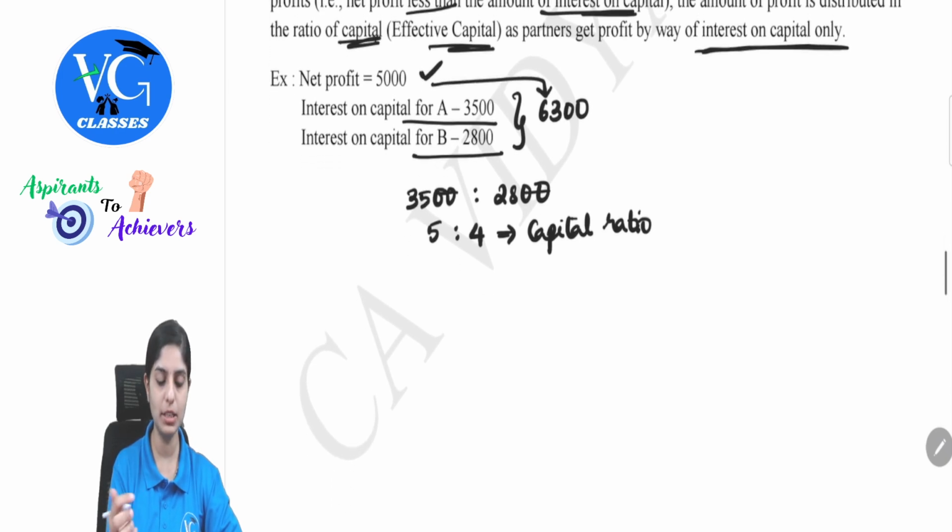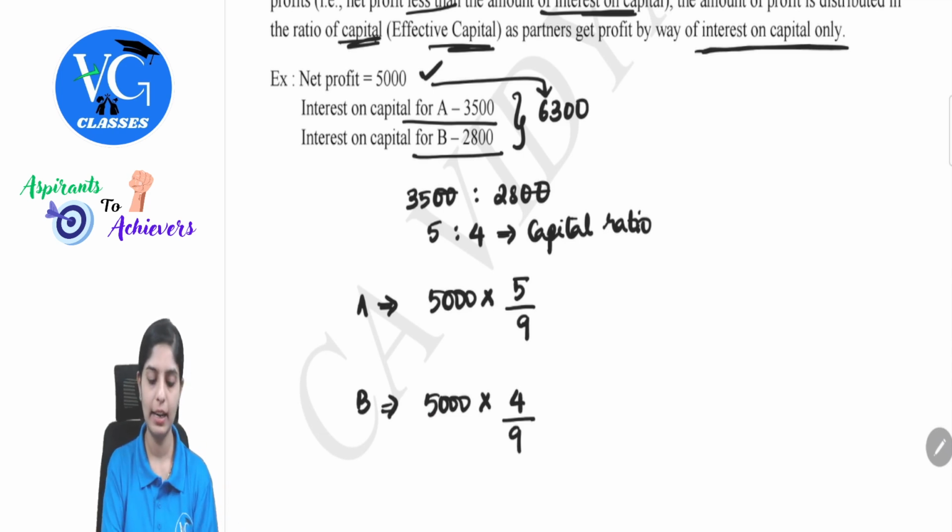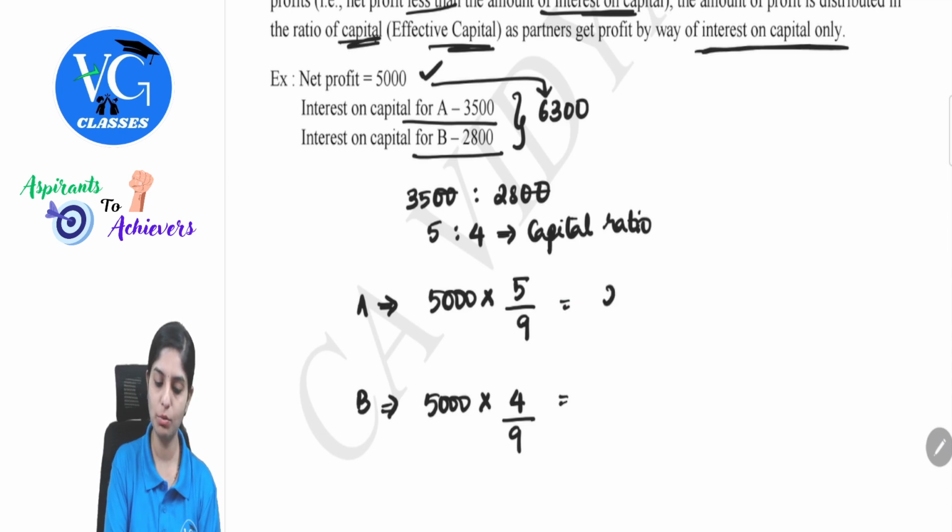So net profit available is 5,000. For A, 5,000 into 5, which is his share, out of the total share 9. For B, it will be 5,000, which is the available net profit, into 4, which is his share, out of the total share, which is 9. So 5,000 into 5 by 9 will be 2,778. I've just rounded it off. 5,000 into 4 by 9 will be 2,222.